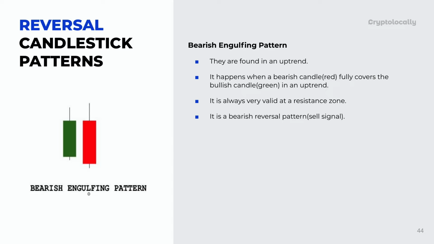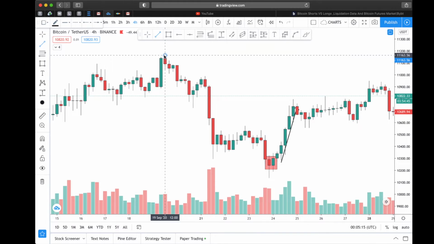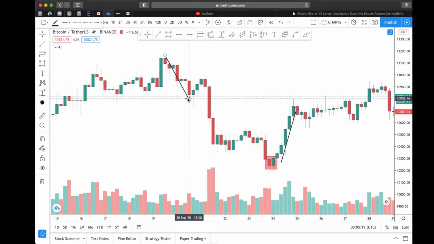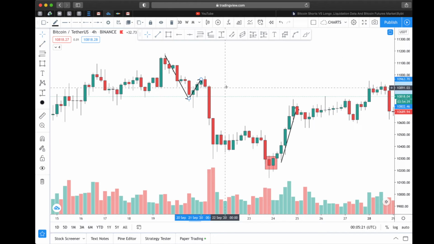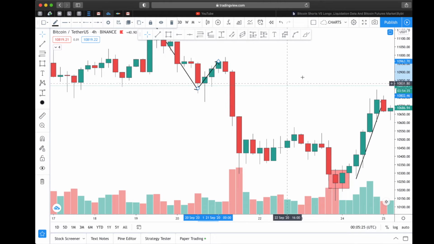Let's look at this bearish engulfing pattern in a real life scenario. We already have a downtrend here. After this downtrend, then we saw an uptrend. From here to here is an uptrend. After that uptrend, we can see a bearish engulfing pattern.